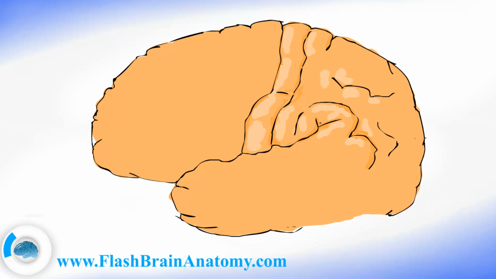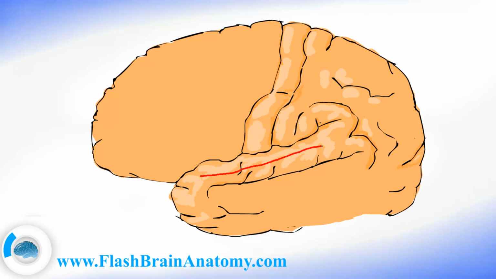Then we have the occipitoparietal sulcus over here, and we have the superior temporal sulcus with the superior temporal gyrus. So this is the superior temporal gyrus, and this is the superior temporal sulcus. Then we have the inferior temporal sulcus over here, and the middle temporal gyrus. And at last we have the inferior temporal gyrus over here.